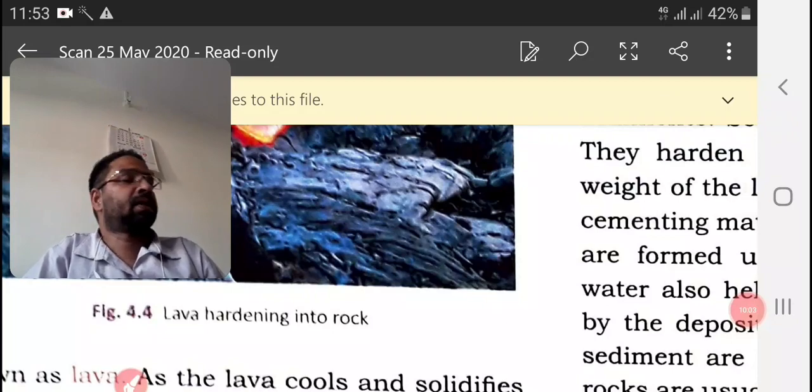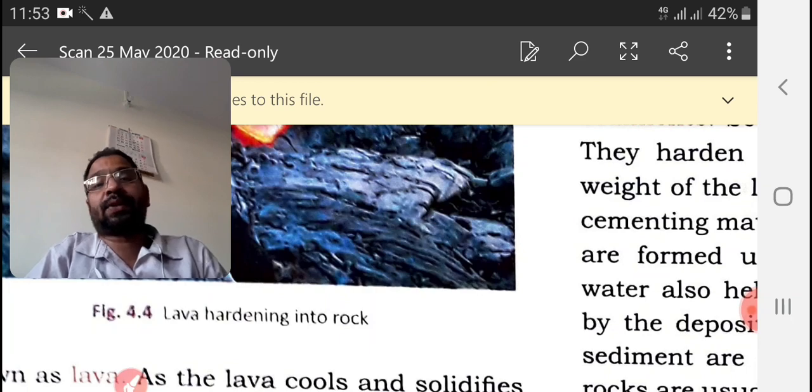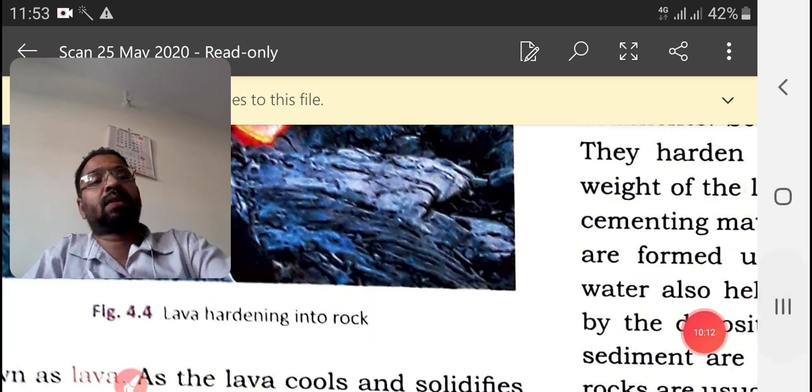So dear students, the rest of this part we will continue in another session. This chapter you have to read, and the inside question answers you just learn.